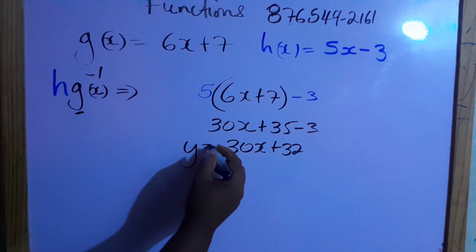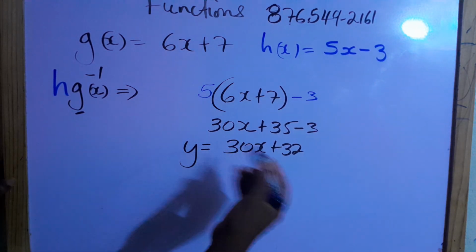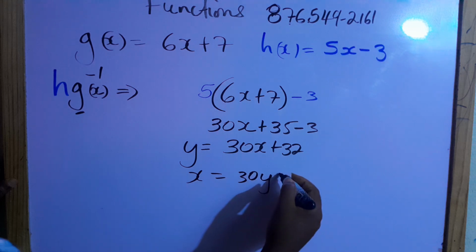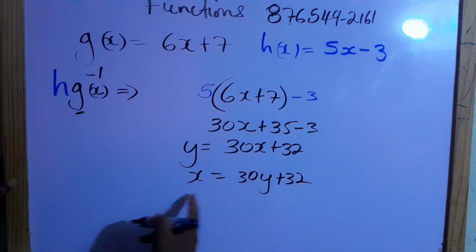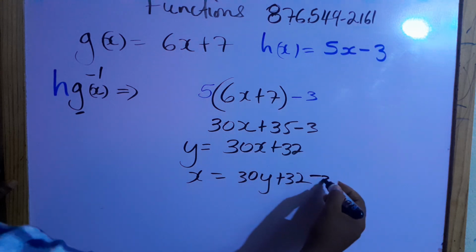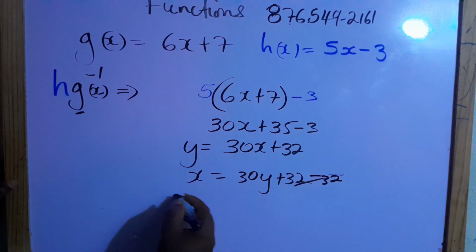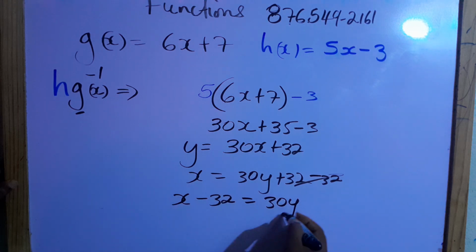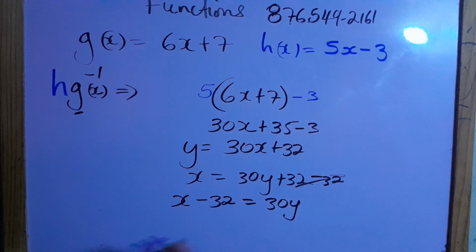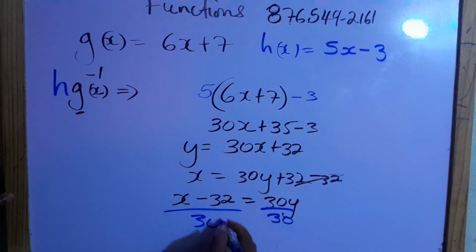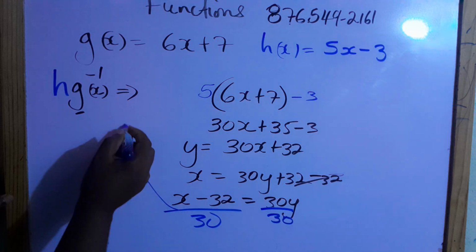So we change the function to y and we just interchange x for y and y for x like we normally do. So basically, we're going to make y the subject. So we subtract 32 from this side. So it would be x minus 32 equals 30y. And then the final step is to get rid of the 30. So we divide by 30. So there you have it. That's the inverse of hg of x.